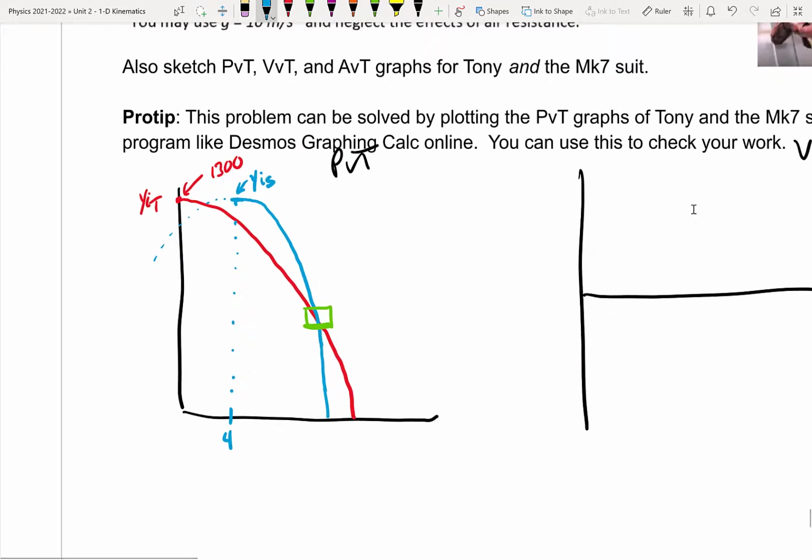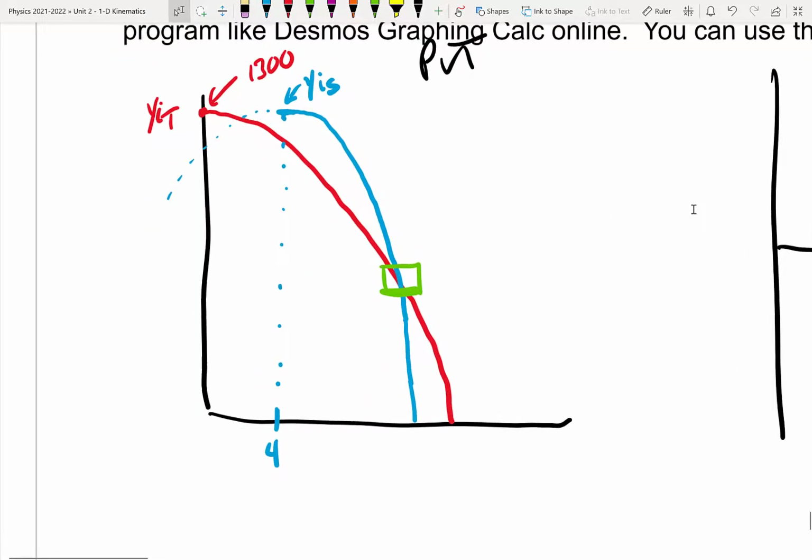And so the question's asking, does the suit get to him in time? It leaves 4 seconds later after Tony does. It also takes 3.5 seconds to connect to him after it reaches him. So he actually only turns around later in time, where he's going to be over here somewhere, because then it can activate and pull him up and away.